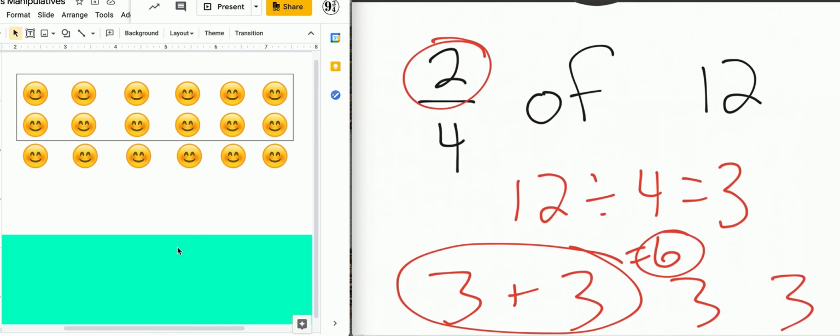The last thing I do want you to know is that what we're actually doing here is multiplying fractions. When I say 2/4 of 12, that is the same thing as saying 2/4 times 12. So think about these pictures when you are trying to take fractional pieces of whole numbers.